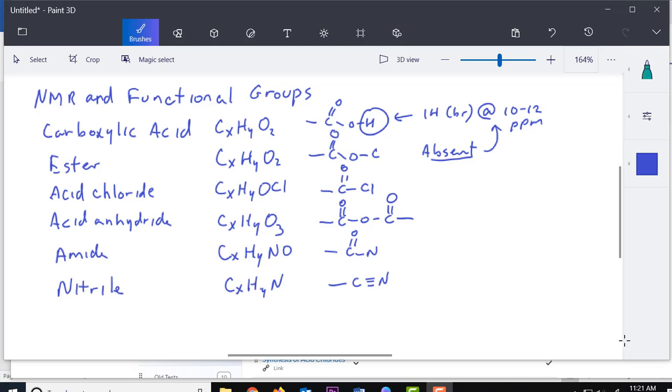The purpose of this video is to go through the different functional groups that you can expect to have with an NMR problem, and what that kind of gives you an idea of as to what kind of base to put down for your structure.